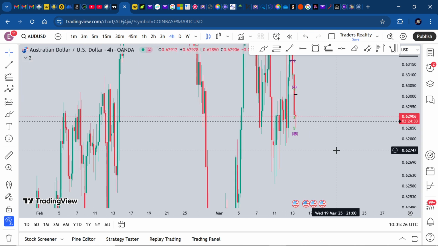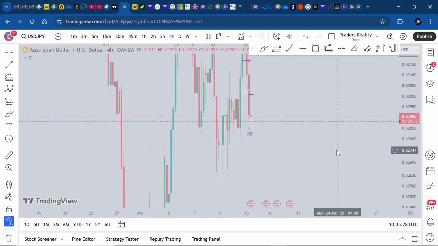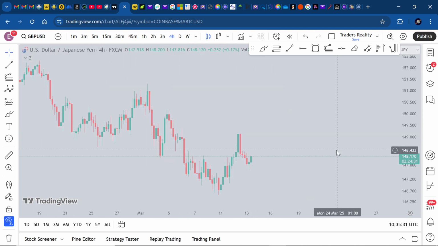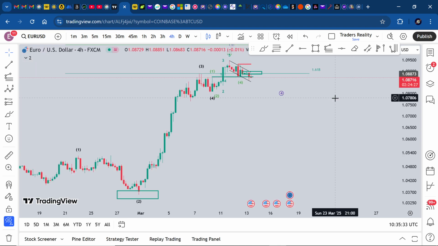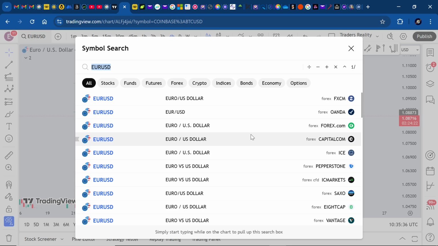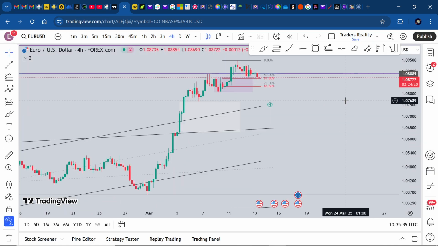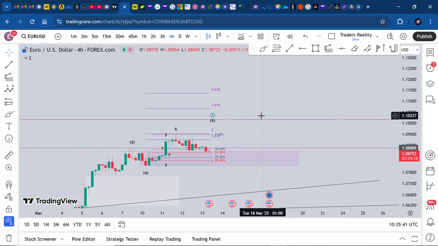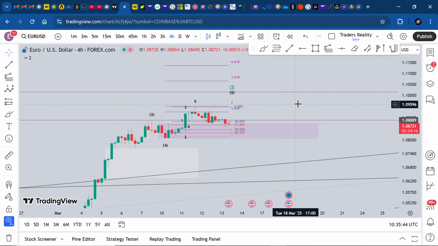Quickly flick onto the 4 hour. Let's go to EURUSD. Okay. EURUSD's been acting a fool. Forex, I just want to clear a chart. Okay. You can see the count.